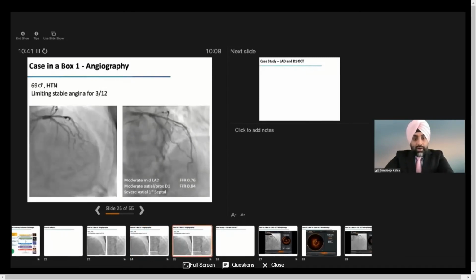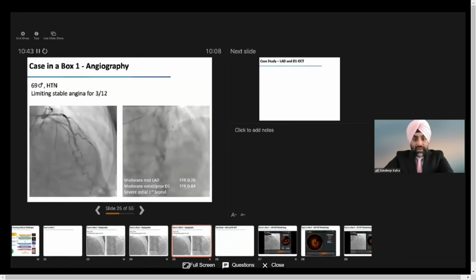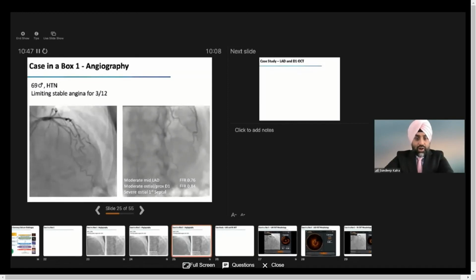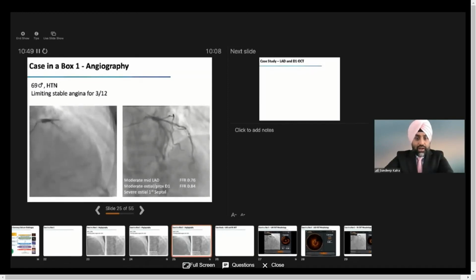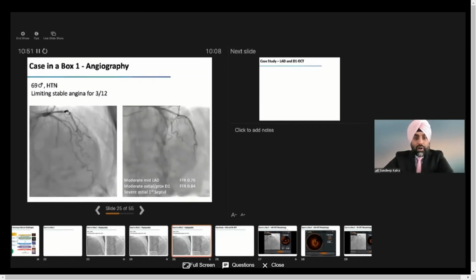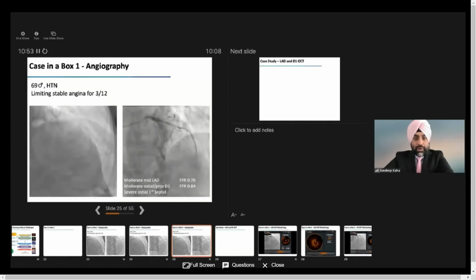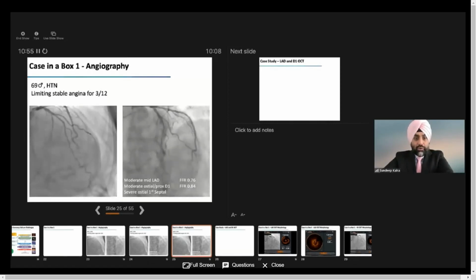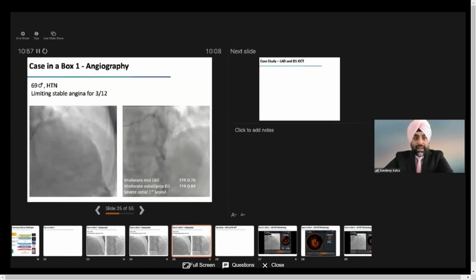Now, I undertook pressure wire assessment. So the LAD had an FFR of 0.76. The diagonal had an FFR of 0.84. So I'd made my decision for this patient to undertake PCI. He was on already reasonable medical therapy and still getting significant symptoms.